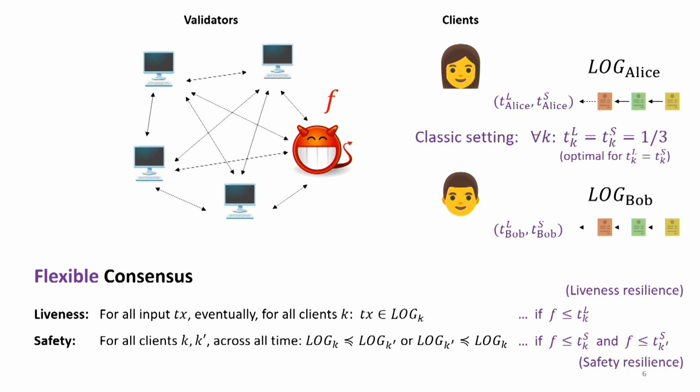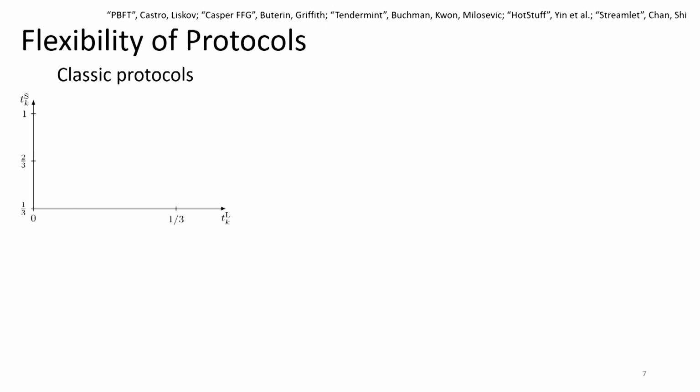And relating back to the classic consensus protocols, in that setting, basically for all clients, you have the same resilience pair. And for all clients, the liveness and safety resilience are both equal to 1/3. And 1/3 is the optimal threshold that you can achieve when you want equal safety and liveness resilience. Right, so if I were to plot this, on one axis the liveness resilience and on the other axis the safety resilience, then the classic protocols are at this point, where you get 1/3 liveness resilience and 1/3 safety resilience for all clients.